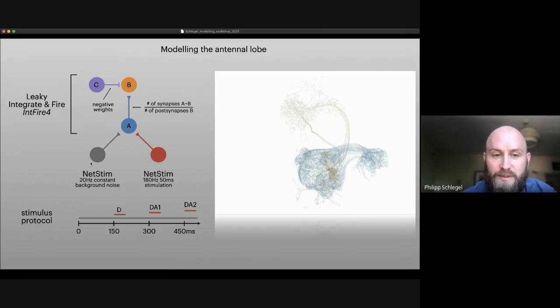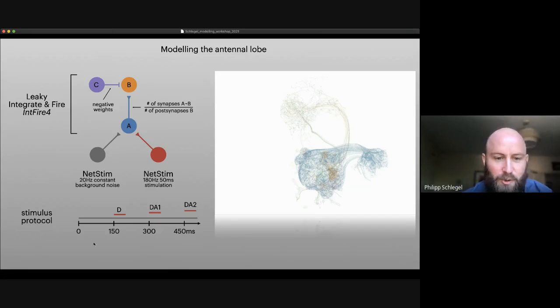And then on top of that, to provide some input to the network, I have 2 types of NetStims. One provides constant background noise of 20 hertz onto these sensory neurons. So these are the sensory neurons, these are the projection neurons, color code is the same, and these are the local neurons. 20 hertz is about what we expect from the literature for these neurons to have as a background firing rate. And then I had a second type of NetStim that provided higher input, but was only active during stimulation periods.